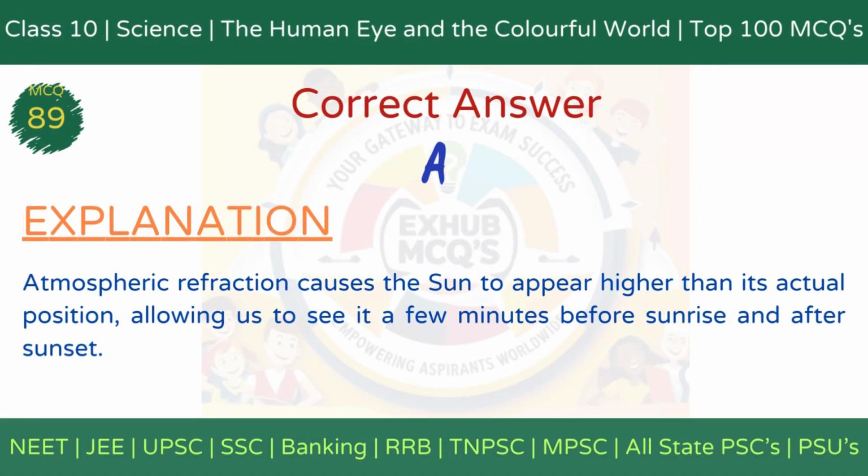The correct answer is option A, appears higher than actual. Explanation. Atmospheric refraction bends the sun's light as it passes through the Earth's atmosphere, causing the sun to appear higher than its actual position, making it visible before sunrise and after sunset.